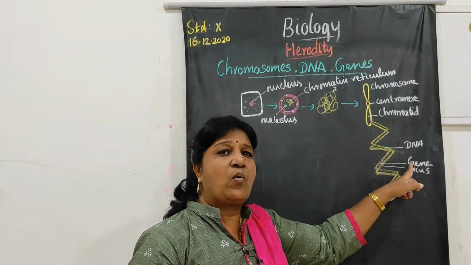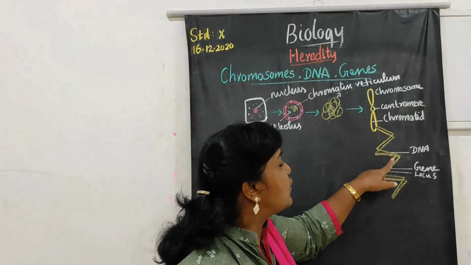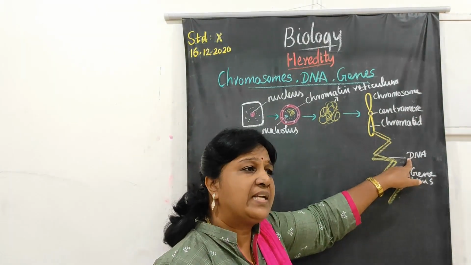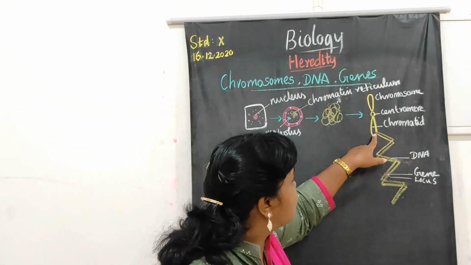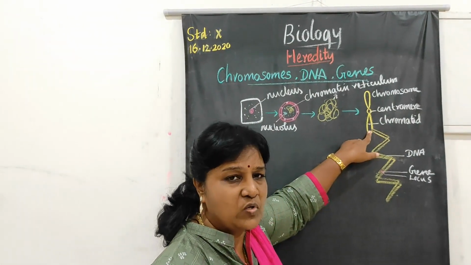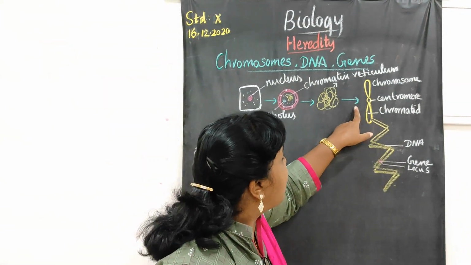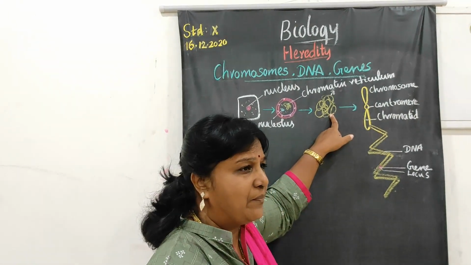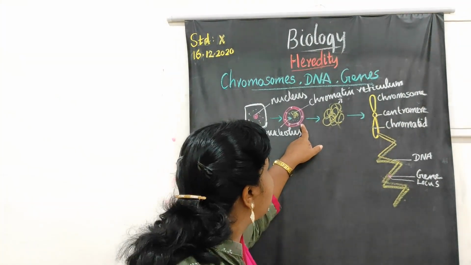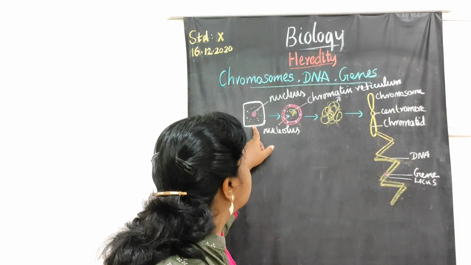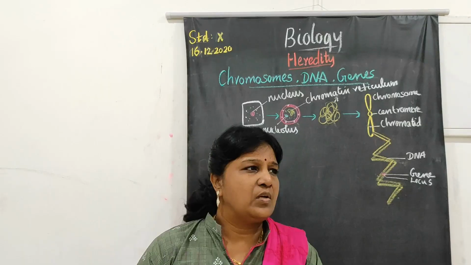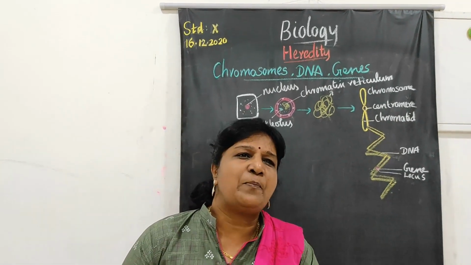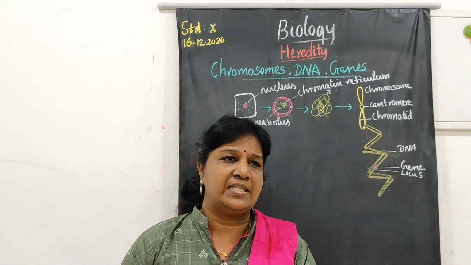So when you are taking gene, what do you mean by gene? The particular segment of the DNA is said to be gene. What do you mean by DNA? They are the long thread-like structures present inside the chromosomes. So chromosomes are the thin thread-like structures which are formed from chromatin reticulum. And this chromatin reticulum is seen inside the nucleus. The nucleus is seen inside the cell. During cell division, the genetic information present in the gene is passed from one generation to another.